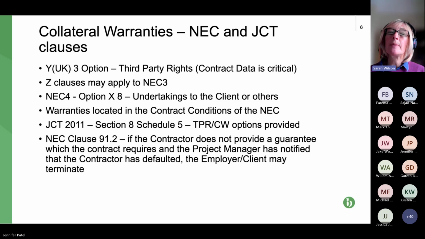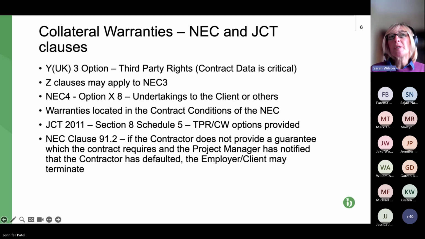So I think the first thing to remember, if you are reviewing an NEC 4 and you see that option X8 doesn't apply, don't assume that you don't have to provide collateral warranties. You might find that it's all set out in detail in the Z clauses. We'll talk about later what the Z clauses will cover, but as I say, it's in more detail than just you're required to provide a collateral warranty.